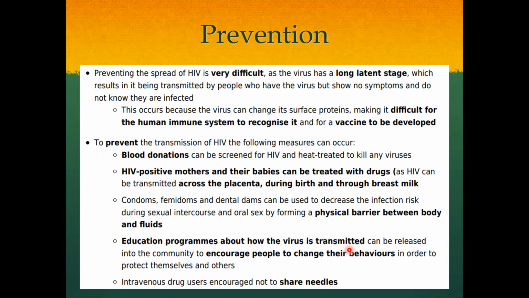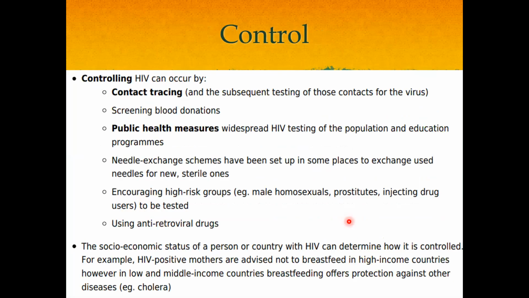So people should be encouraged to change their behaviors, change their lifestyles, right? Protect themselves and others as well, right? And then intravenous drug users definitely, they should be encouraged not to share the needles, right? So these are some points through which it can be controlled. It can be prevented actually. Now, controlling is actually like first and foremost, you need to contact the person with whom this person who's now having AIDS has come in contact.